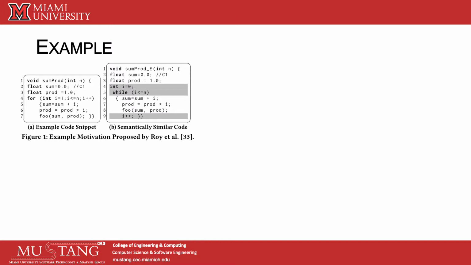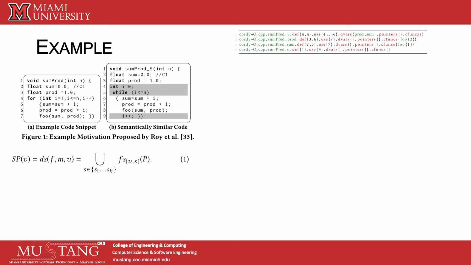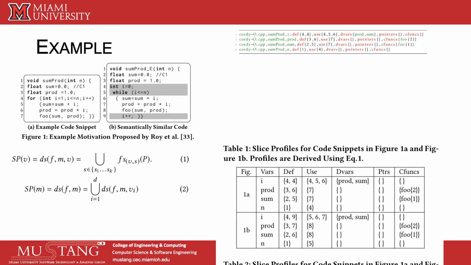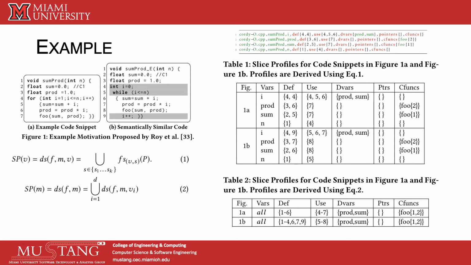To show you how we create the slice profile, we take the same example from the previous slides. You can use equation number 1 to create a slice profile at the variable granularity level, which is equal to the union of all forward slices on all statements that define or redefine that variable. Or you can use equation number 2 to create the slice profile at the method granularity level, which is equal to the union of all forward slices for all slicing variables inside that method. Table 1 shows the slice profiles derived using equation 1. Table 2 shows the slice profiles derived using equation 2.